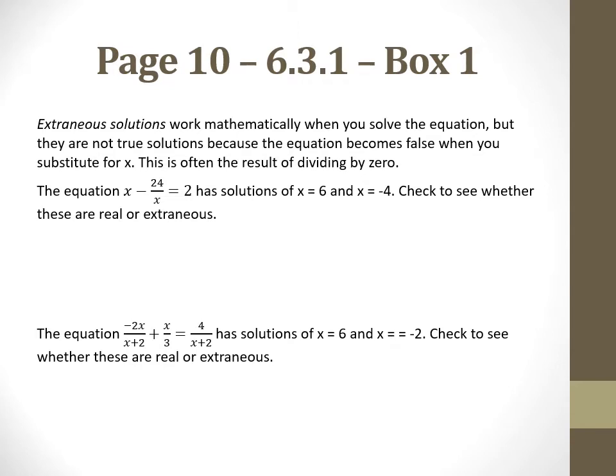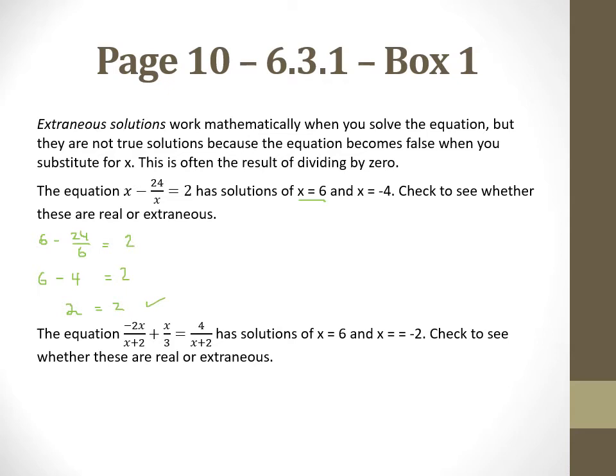So in this first example, imagine you've done all the work already. You know that x minus 24 over x equals 2 has solutions of x equals 6 and x equals negative 4. We need to double check whether these solutions actually work. So if I plug in x equals 6, that would give me 6 minus 24 over 6 is equal to 2. So 24 divided by 6 is 4. So this would be the same thing as 6 minus 4 equals 2. And 6 minus 4 is 2. So we end up with 2 equals 2.